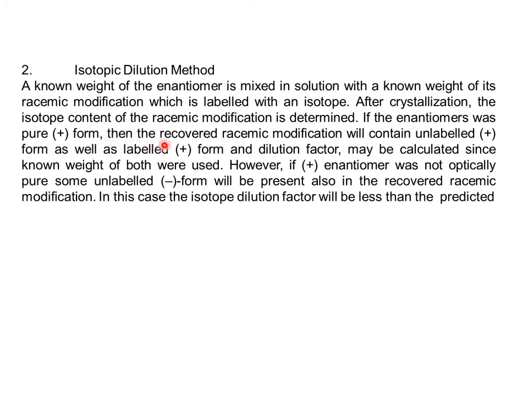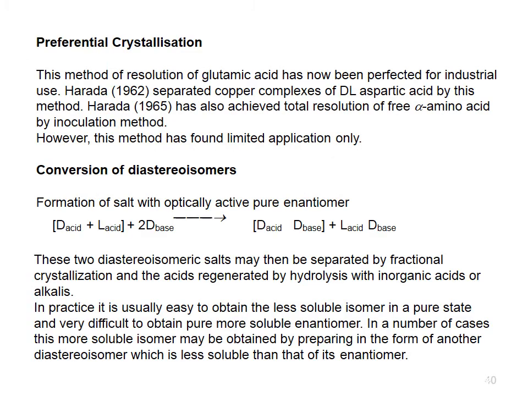This is the isotopic dilution method, which can be used for the resolution of racemic mixture, where we are using a solvent in which one will react and will be labeled with plus form and dilution, and we will calculate the dilution factor, that which one has more dilution, and then some unlabeled form will be present also in the recovered racemic modification. In this case, the isotope dilution factor will be less than the predicted one.